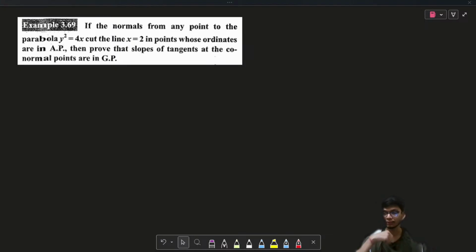Is this part clear to all of you? Is this discussion clear? Try to solve this problem and let me know what answer you are getting, or whether you are able to prove this result or not. Take your time and do let me know.